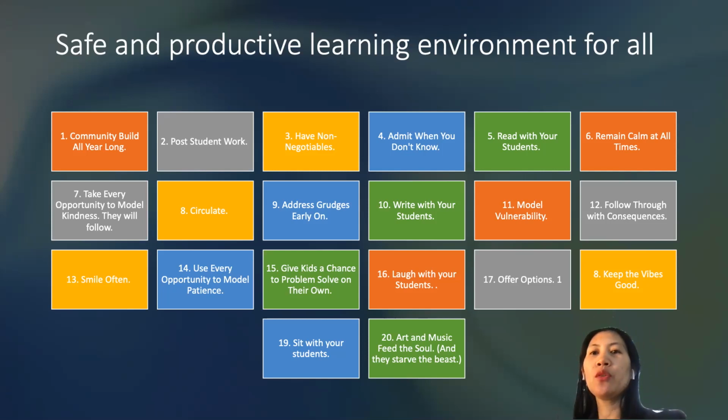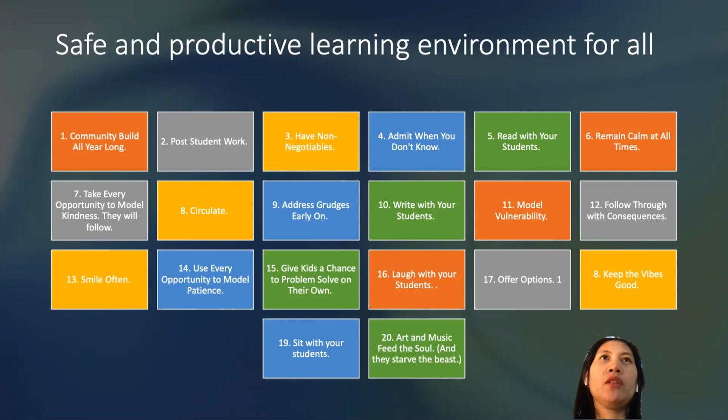Next one is read with your students. Sometimes we need to read with our students. Even though I'm an international teacher, my students are native English speakers. However, some words, like science words, they don't know how to pronounce, so we need to help them as well. Number 6 is remain calm at all times, whatever happens.